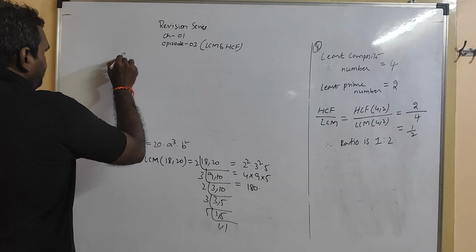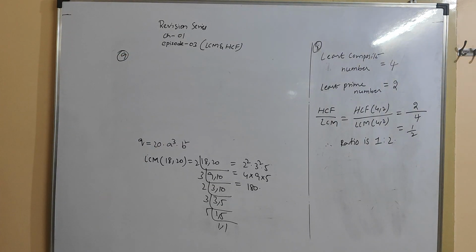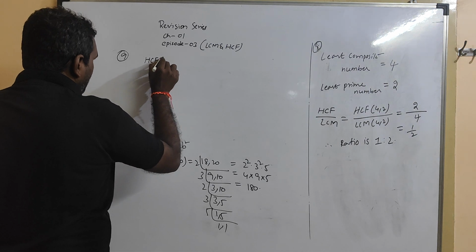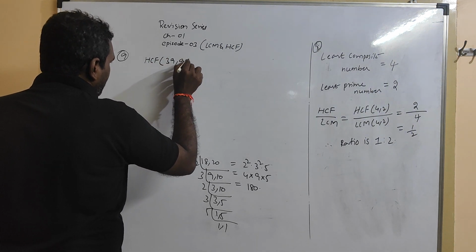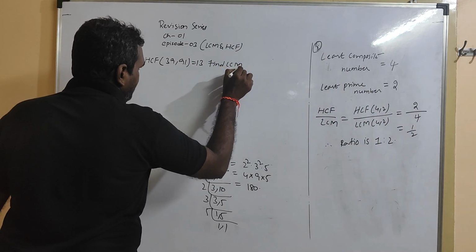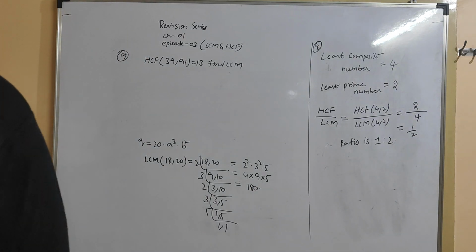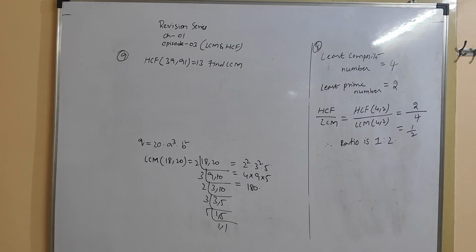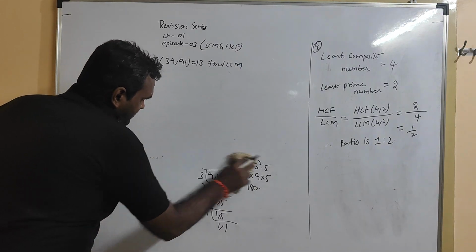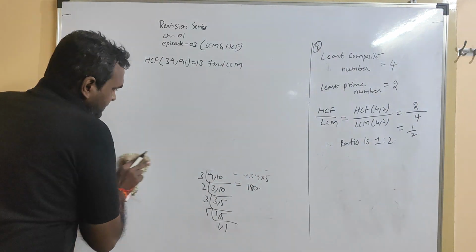And question number 9. HCF of 39, 91 is 13. Find LCM. We cannot predict which question will come, but this is a very important model as far as MCQs or very short answer questions are concerned.